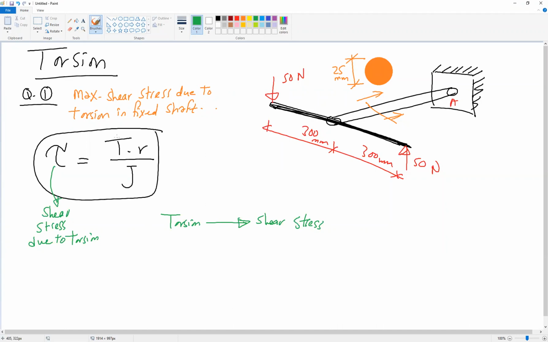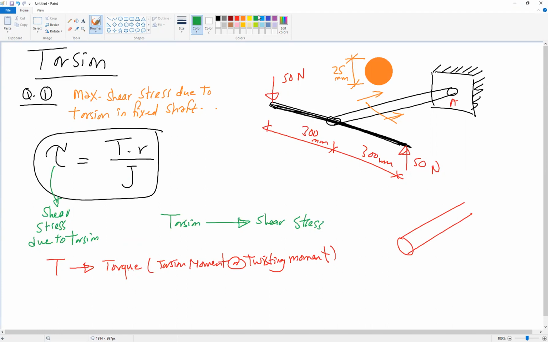What is T? T is torque, or applied torque, or torsion moment, or twisting moment. All of this is torque. If we have a shaft or a rod like this, and this is the longitudinal axis of the member, any moment applied to rotate around this axis is a torque or twisting moment, because this moment is causing twist of the element.